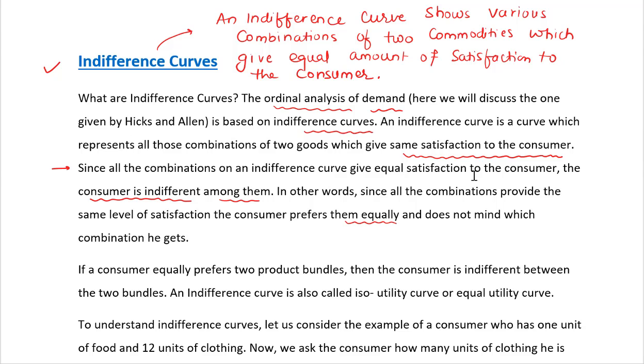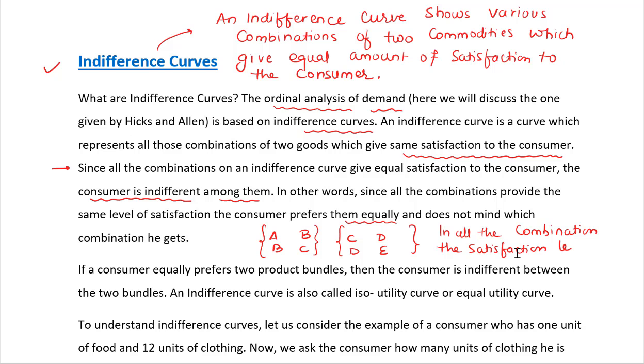So if supposedly there is a combination of A, B or B, C or C, D or D, E, the consumer can choose any of the preferences because in all the combinations the satisfaction level will be the same.